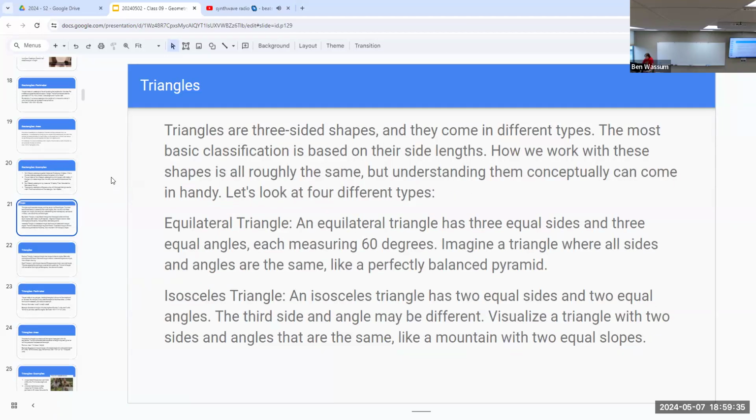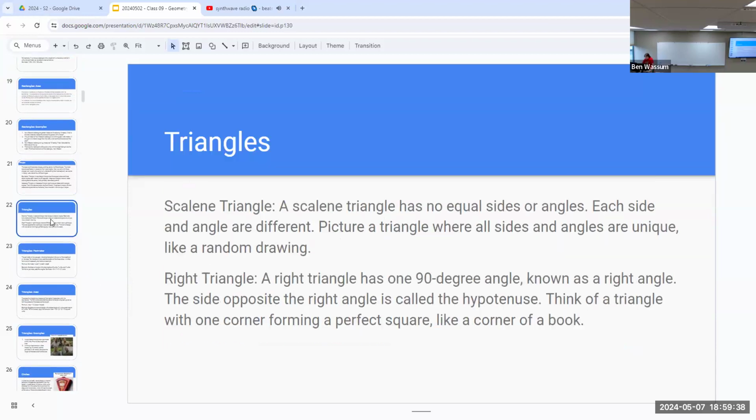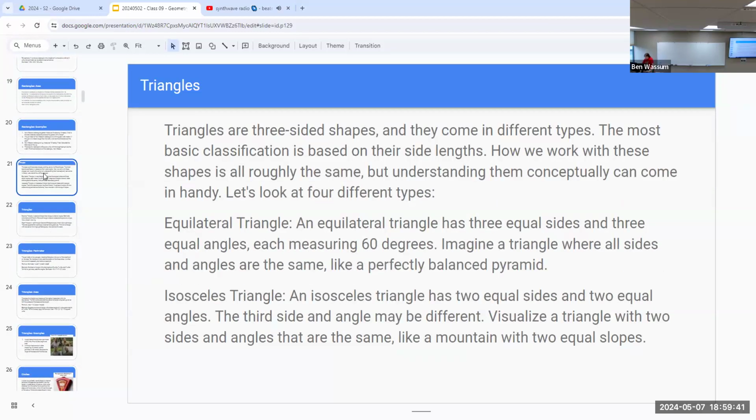Okay, so let's run headfirst into triangles. There's a bunch of different names for a lot of these. I'm not gonna lie, I usually have to look them up. Triangles are three-sided shapes, and they come in different types. The most basic classification is based on their side lengths. How we work with these shapes is all roughly the same, but understanding them conceptually can come in handy. So we got four types of triangles. For the most part, we usually end up playing with right triangles. It's the most applicable for doing a lot of different things.